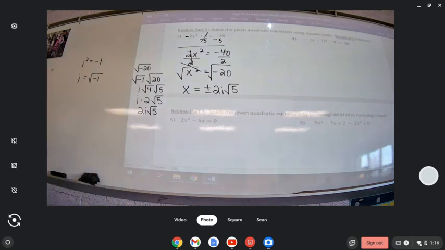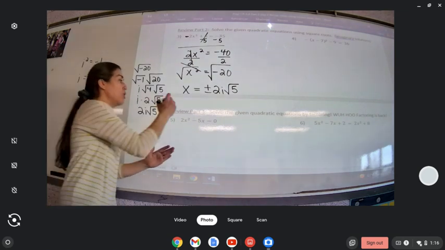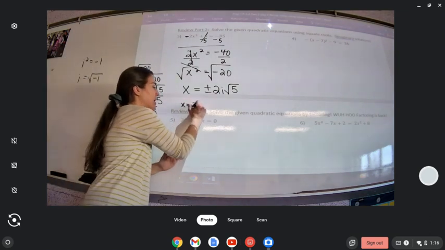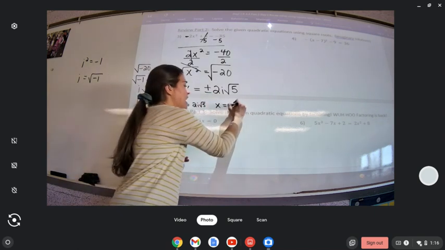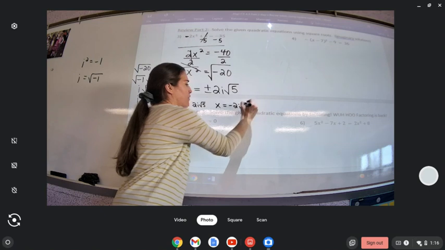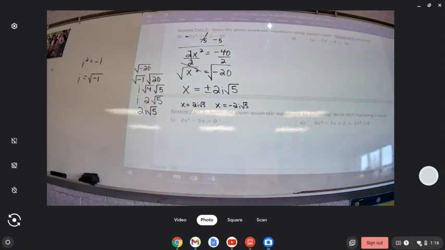And you can literally type that into Delta Math and it'll say you're right. Or you can say one answer is positive 2 times i times the square root of 5. And your second answer is -2 times i times the square root of 5. Why would you want to write it that way? Just in case you wanted to separate them and see two separate answers. It's just up to you. Just as long as you know there are two answers written there.